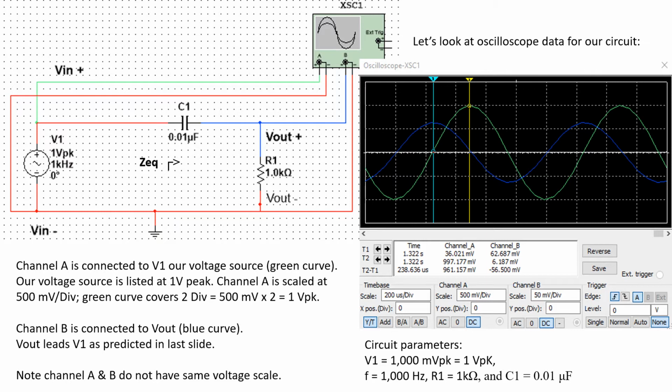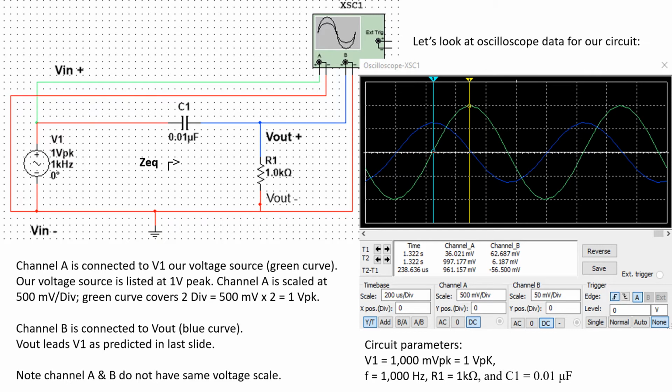The green sinusoid of channel A has a peak value that covers 2 vertical divisions. The oscilloscope shows us that each voltage division represents 500 millivolts. So 2 divisions are therefore 1000 millivolts, or 1 volt peak. If we look at our symbol for the voltage source on the circuit diagram on the left, we see that it was designed to be 1 volt peak, so this checks out.